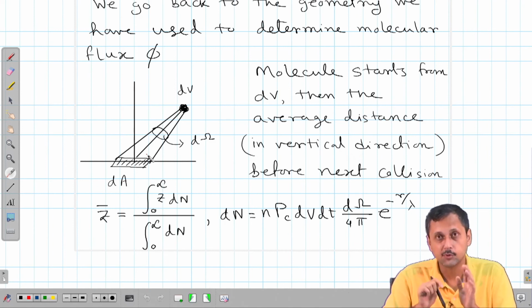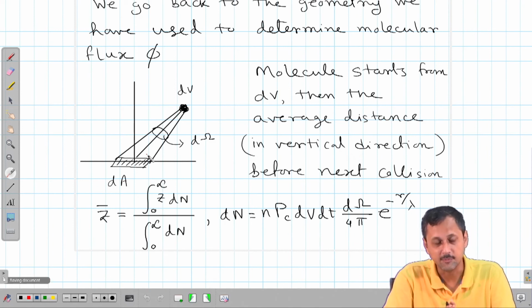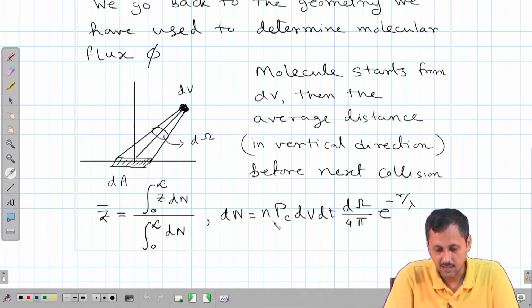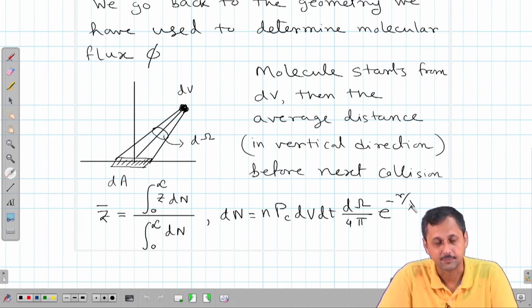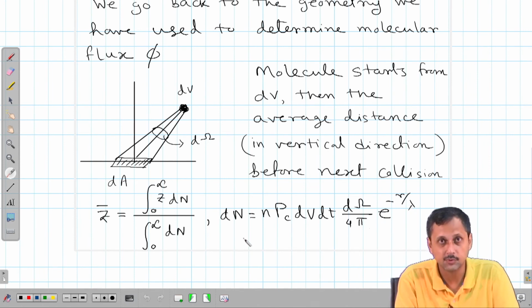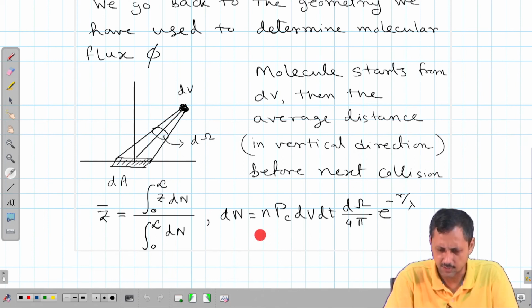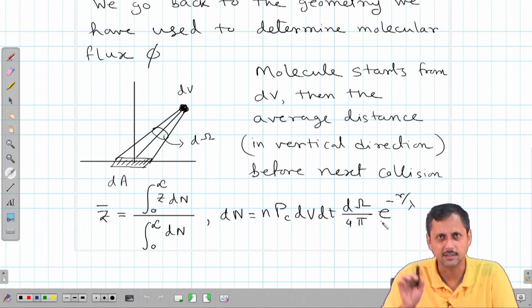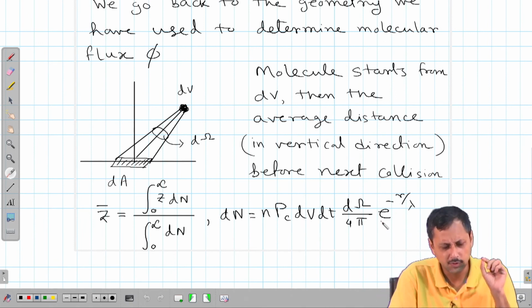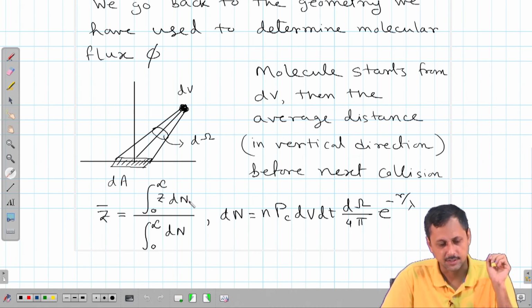And if you remember, we already have an expression for the same, which is given by n Pc dV dt d omega by 4 pi e to the power minus r by lambda. Now, this expression we have already derived, so I am not going to explain this over and over again, but you can always look back to lecture number 9, where this derivation was made in detail. So, all we have to do is compute this integration.